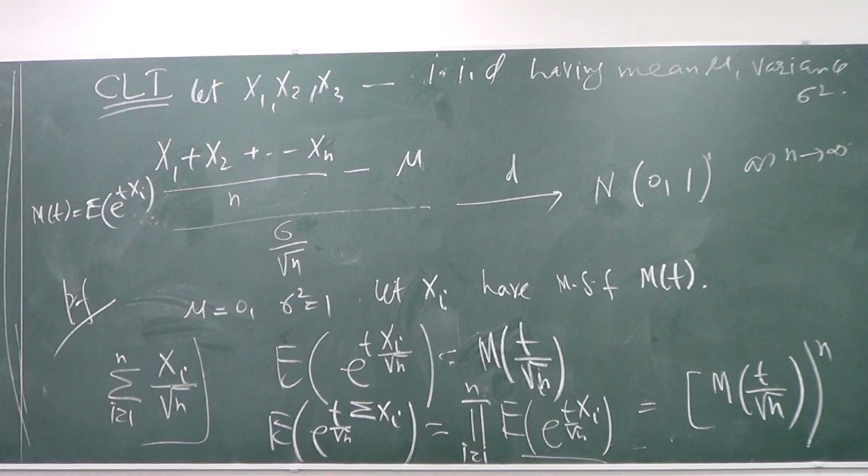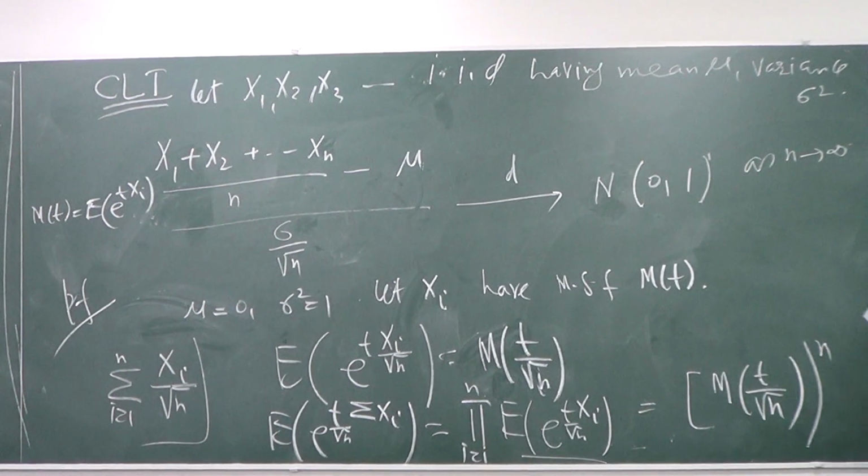Okay? Get it? So what is m prime? If you differentiate the moment generating function for the first time, that gives you the expectation, the first moment. m of 0 is 1. But what is the first moment of the random variable? It's mu actually, but we have assumed mu to be 0. So this is 0.